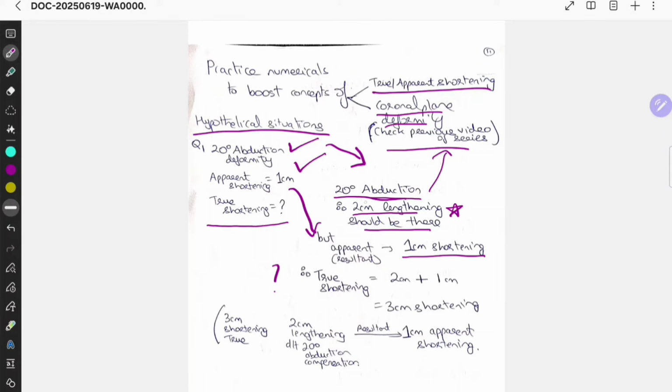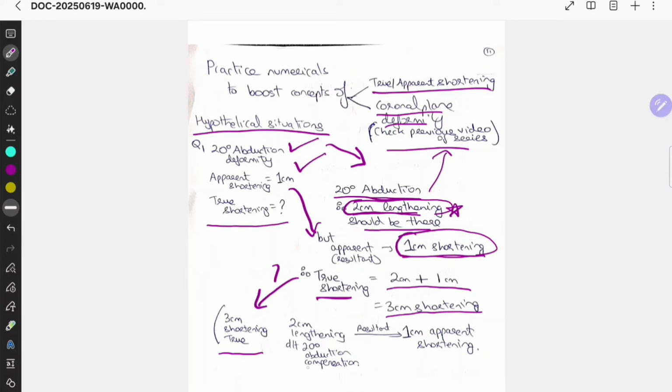So even after 2 centimeter of lengthening by compensation, the apparent is still showing as 1 centimeter shortening. Okay, so what should be the true shortening? The true shortening should be 2 plus 1, that is 3 centimeter shortening. Understanding this retrograde, this patient has 3 centimeter of true shortening.